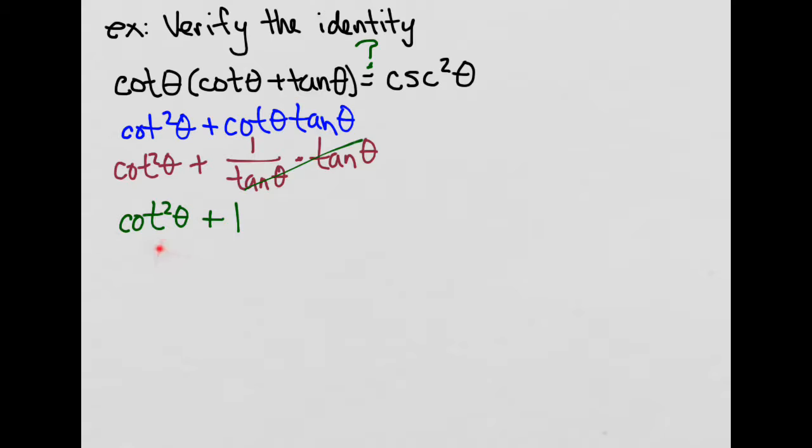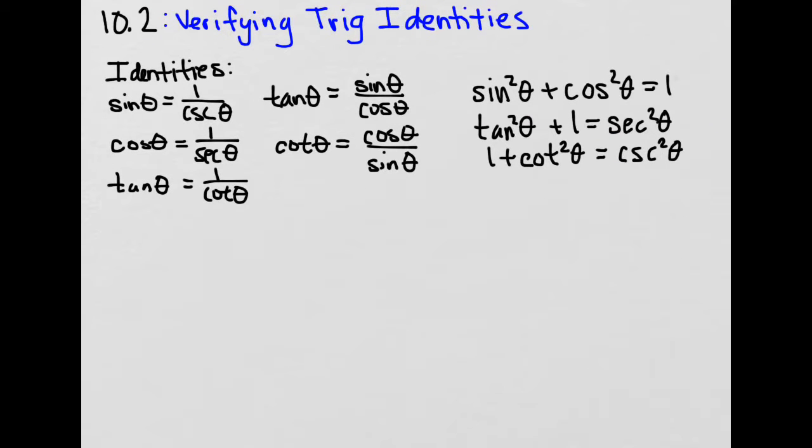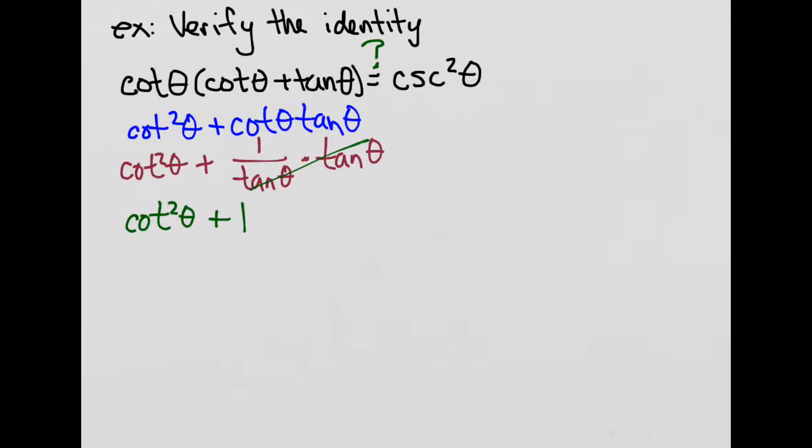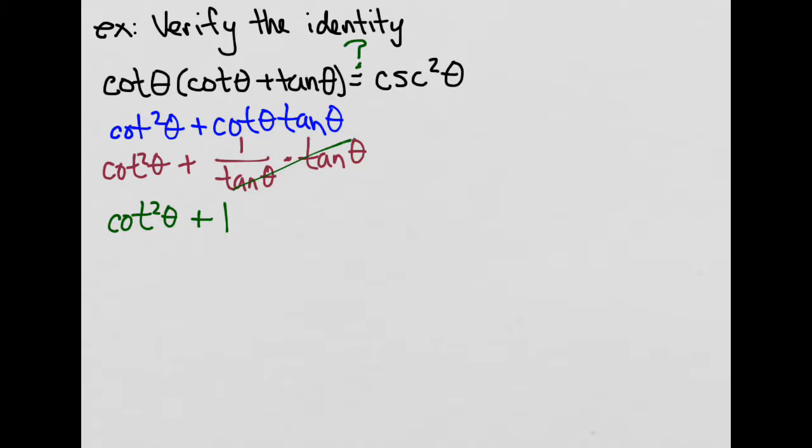Okay, now from here we have cotangent squared theta plus 1. Now that should look a little familiar to you. If we go back and look at our trig identities, cotangent squared plus 1, or 1 plus cotangent squared, is equal to cosecant squared. So we can go ahead and rewrite this as cosecant squared theta, and that's what we were trying to get it equal to. So we have just verified that this identity is correct.